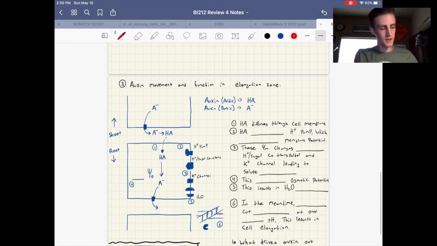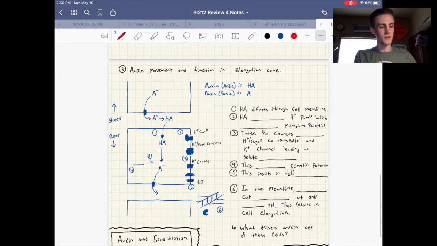All right, so scrolling down here to this third diagram, we're going to see how auxin movement and how the generation of the polar auxin transport leads to different elongation in the elongation zone of plants.